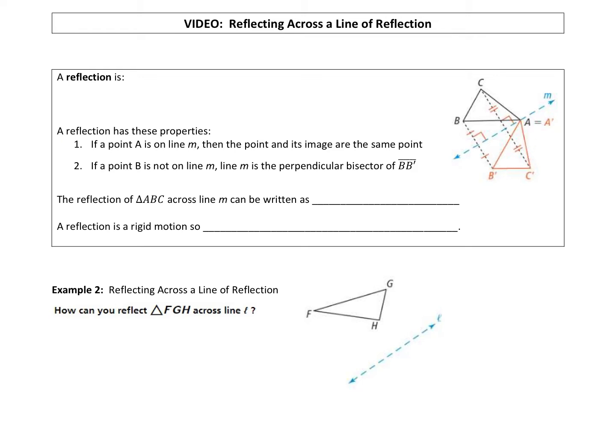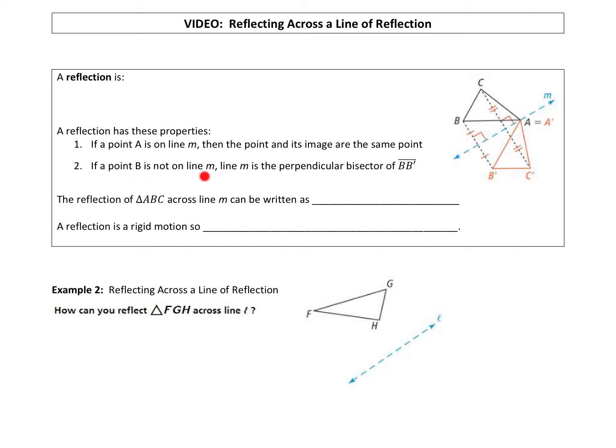Okay, so a reflection has these properties. If point A is on line M, so if your point is on the line of reflection, then the point and its image are the same point. So A is the point, A prime is the image. They are the same point because if you're on the line of reflection, you're not off of it to reflect across it. You just have the same point in the new image.